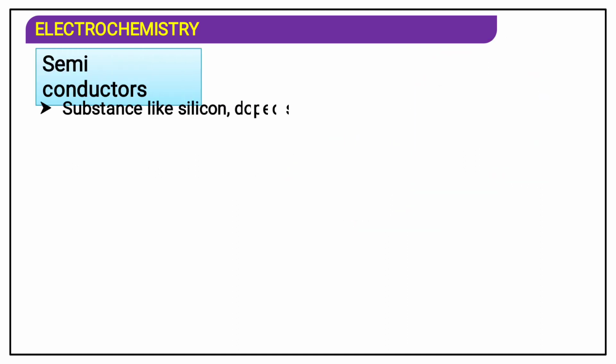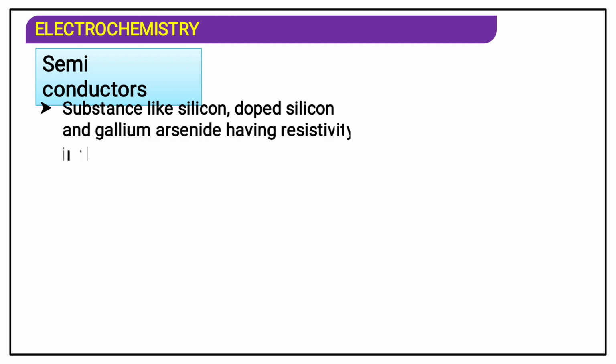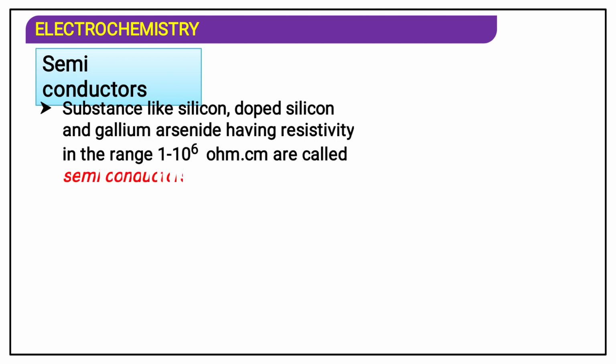Semiconductors are substances like silicon doped with gallium or arsenic, having some conductivity and some resistivity. It means they are not purely conductors and not purely insulators. They range between 1 to 10 to the power of 16 ohm inverse centimeter inverse, and are called semiconductors.